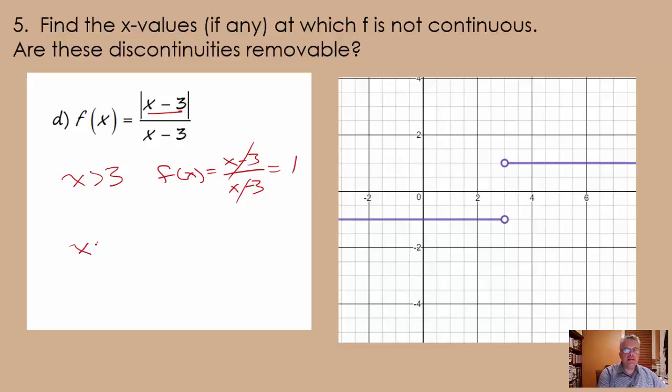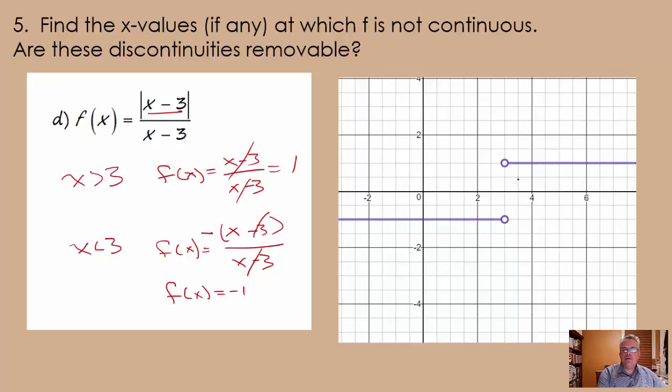Now if x is less than 3, x minus 3 would be negative. Like if x were 0, 0 minus 3 is negative 3. And the absolute value would be the opposite of the number. So it'd be minus x minus 3 over x minus 3, because this is negative, and if the number is negative, the absolute value is the opposite of that number. So this cancels, and that leaves just a negative 1, which is what we see here.